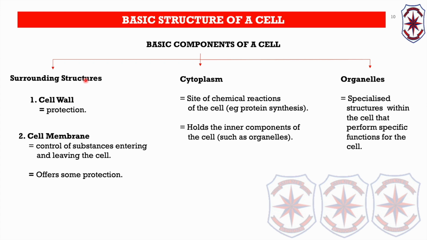So the three components of the cell are the surrounding structures. Plant cells would have the cell wall and the cell membrane. Animal cells will only have the cell membrane. Inside the cell membrane, we would have a jelly-like watery substance called the cytoplasm. That's where a majority of the chemical reactions take place. And we have organelles, which are essentially living structures of the cell that have specialized functions to make sure that the overall cell functions well.